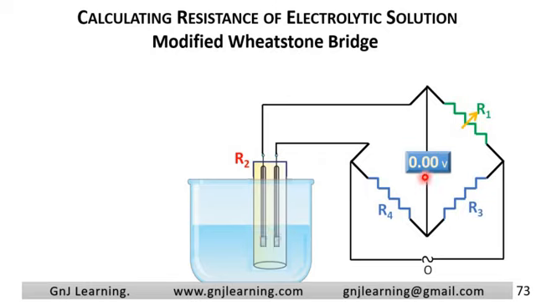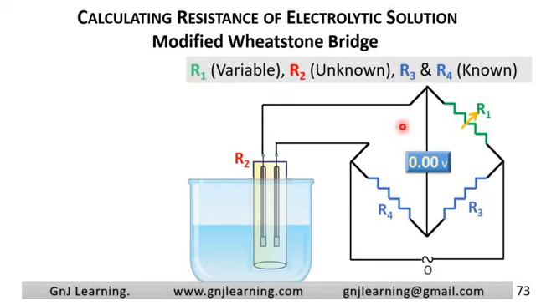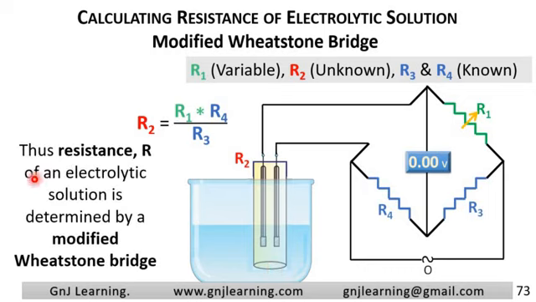Now making the value 0. Already I know R1 is variable, R4 and R3 are known, and R2 is unknown. From the relationship I can calculate R2, which is the resistance of this solution. R2 is known. Thus resistance R of the electrolytic solution is determined by the modified Wheatstone bridge.